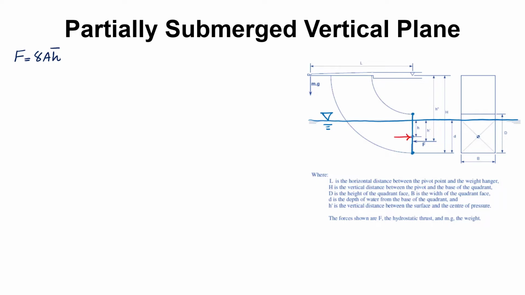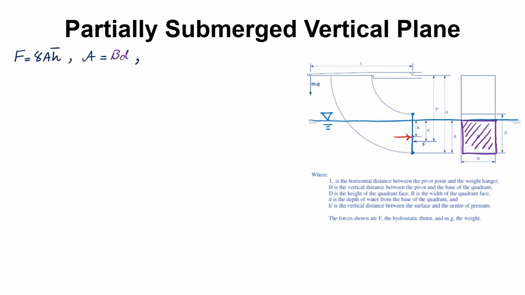In order to calculate F, we need to calculate the cross-sectional area. Also, we need to calculate h bar as well. Both of these tasks should be pretty easy. So, for the cross-sectional area, we want to find the area of this flat vertical plane that is submerged underwater. Essentially, we are looking for this area. To calculate that area, we just need capital B times D.